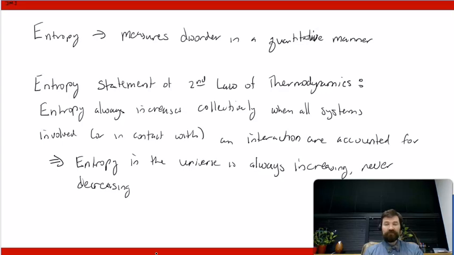Now, in a future set of videos, I may revisit these ideas and give a better definition for entropy and maybe a little bit more of a definition for the efficiency of an engine. The point of today's video was simply to explain the three statements of the second law of thermodynamics.